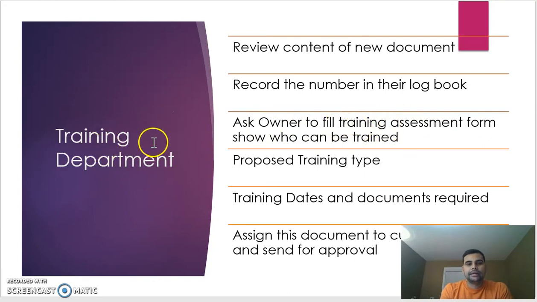So the training department prepares the list. Also, they'll ask, Gaurav, what type of training do you want to give? You want to meet everybody in person and describe it to them, or you think they can read by themselves? It's a pretty straightforward procedure. Yeah, I say it's a straightforward procedure and they can read by themselves. So they select the reading procedure as read and understood. Now, training dates and documents required, assign the document to a current curricula and send for approval. It's like a step they perform.